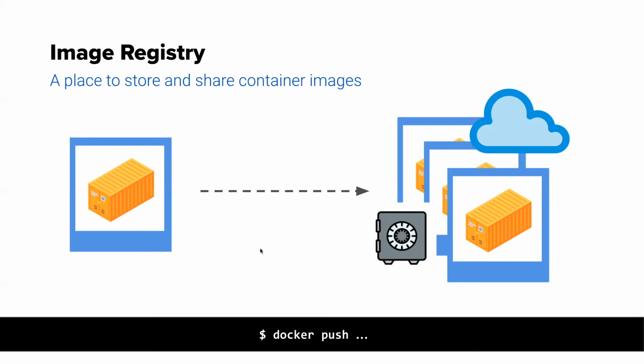To push your image into a Docker registry, you simply run docker push, and then you specify what that image is going to look like.